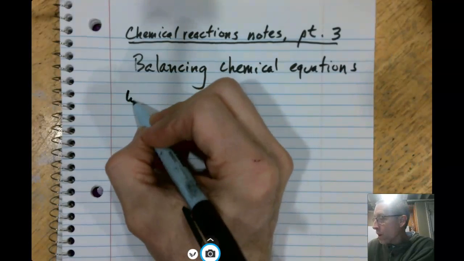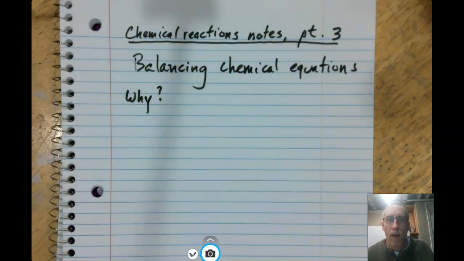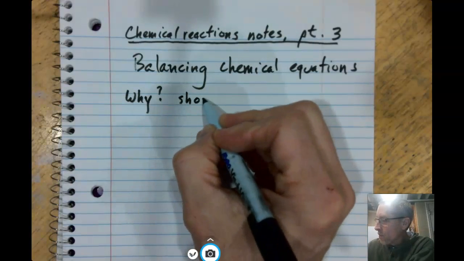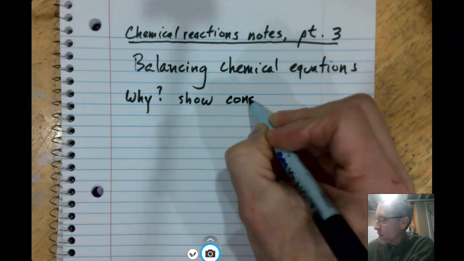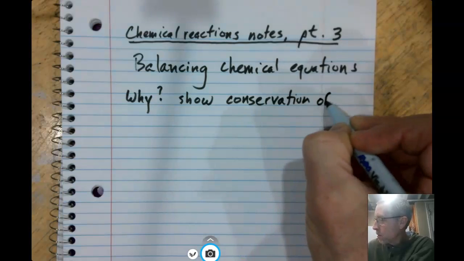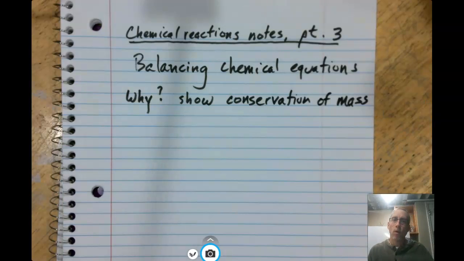Okay, and the whole point of balancing, because there might be a point where you're doing one, you find it kind of difficult, and you think, oh, why do we have to do this? It's to show conservation of mass. And it's actually easier than dealing with grams of things, because in reality, you're not going to be doing things in the laboratory where you can measure the masses before and after. So this is really about the only way that we're going to have to practically demonstrate conservation of mass.